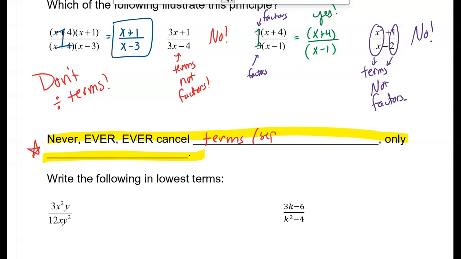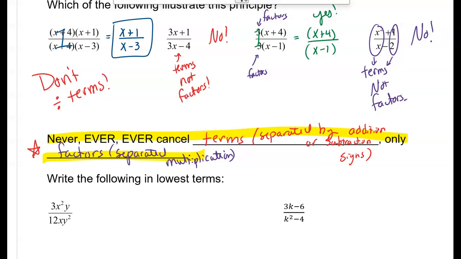What are terms again? What are they separated by? Addition and subtraction. Yep, by addition or subtraction signs. Very good. All right? Those are terms. Only cancel out what? Only cancel out factors. And this is, remember, they're separated by what? A lot of times it's parentheses, right? They're separated by multiplication. Know the difference. Okay? So, we're going to warm up.